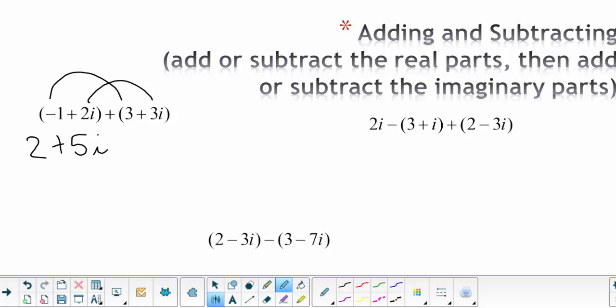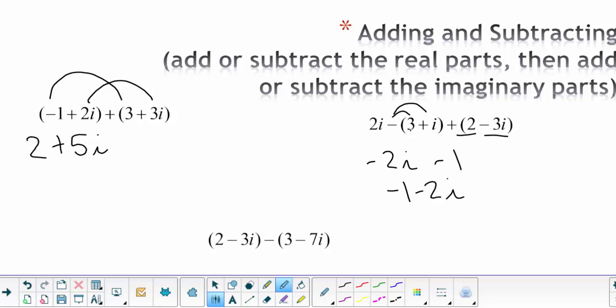We're going to combine all our i's. So we've got to make sure we distribute our negative sign through. So we have 2i minus i gives us 1i. And then 1i plus negative 3i will give me a negative 2i. Now let's combine our other numbers. So we've got a negative 3 plus 2, which is negative 1. So are we done? No, we are not, because we need to write it in standard form. So we have negative 1 minus 2i.